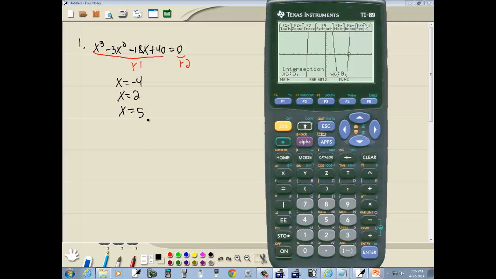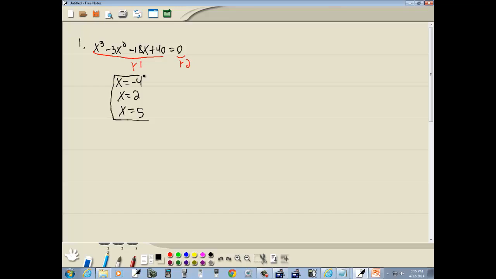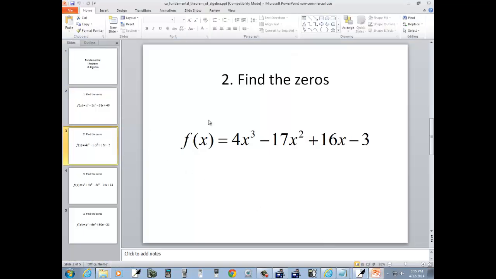Now the largest power is the third power. We said we're going to have 3 answers, and we just found all 3 answers. So we're done with that problem. Let's take a look at our second one.